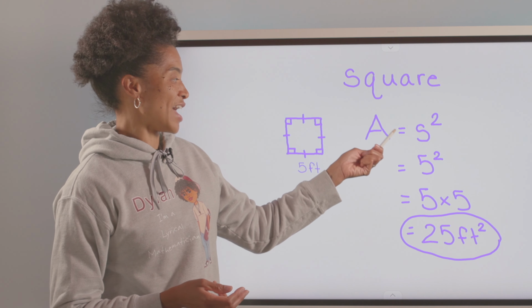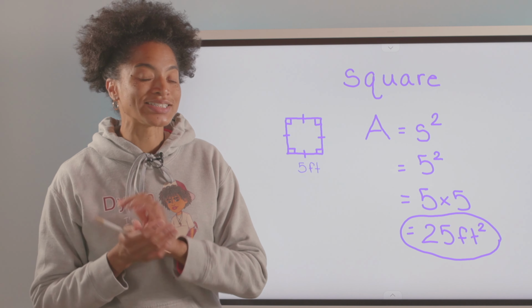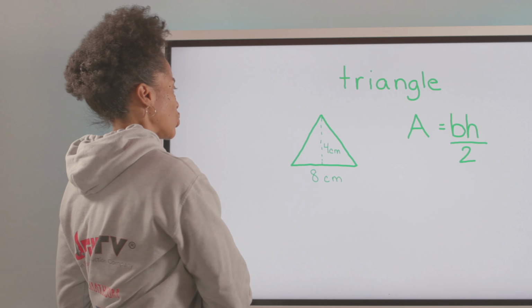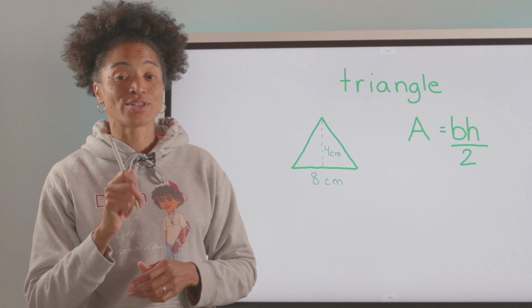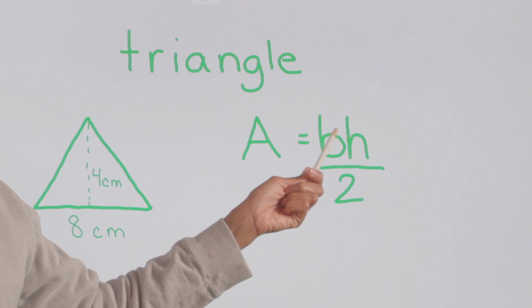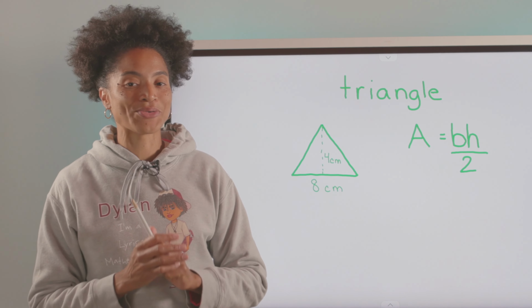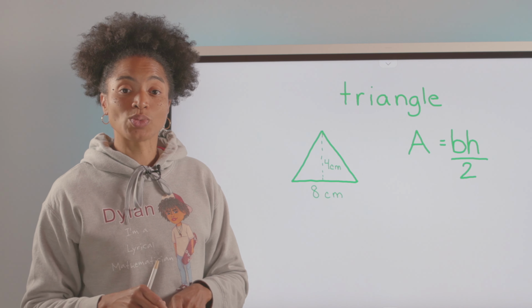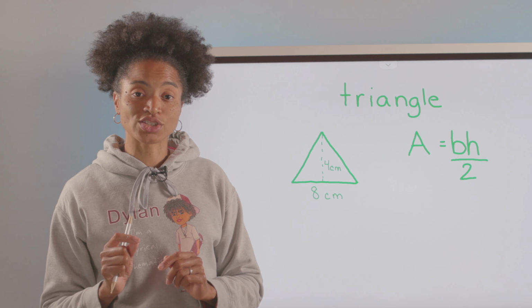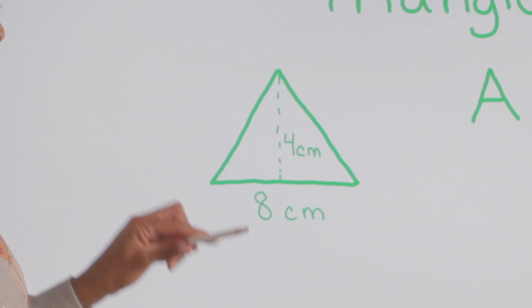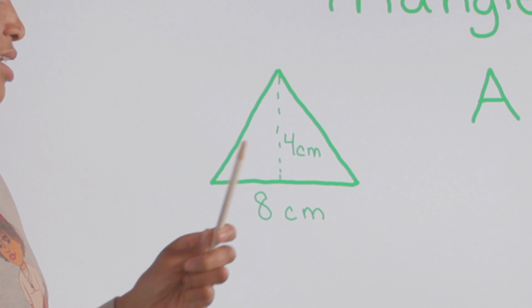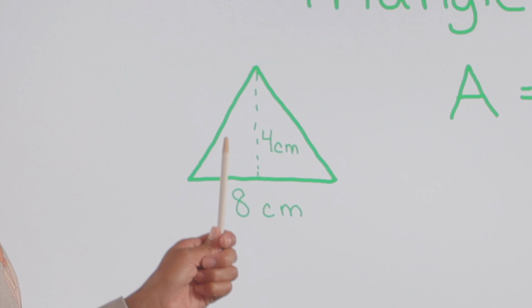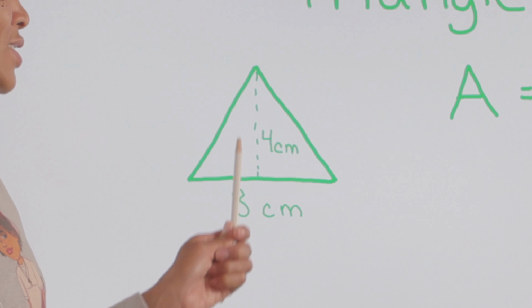Square, S squared. We're going to now move on to our second two-dimensional figure, which is a triangle. The formula is triangle BH divided by 2. Wrap that out with me. Triangle BH divided by 2. So in this case, we have the variables B and H. B stands for base. In this case, the base is 8 centimeters. H, what do you think that stands for? Height. In this case, the height is 4 centimeters.